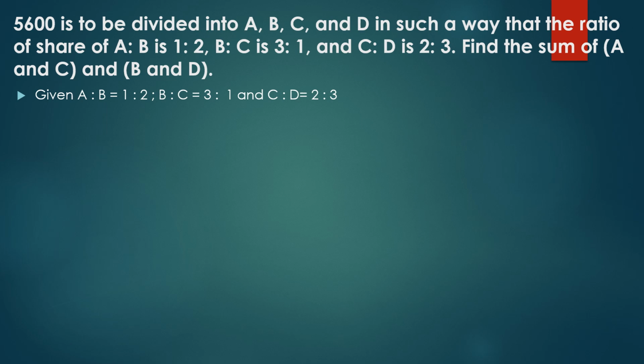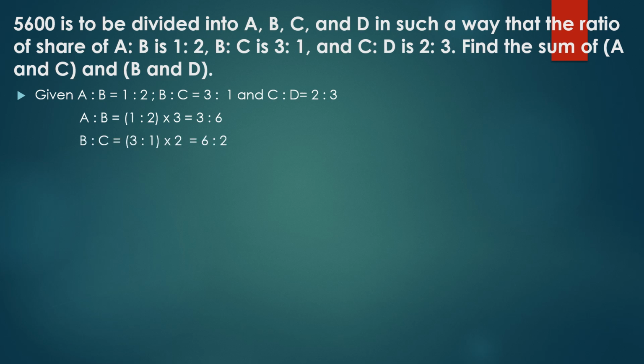First, we have to get a continued ratio for all the four numbers, that is A is to B is to C is to D. Now here, we have A is to B is 1 is to 2, B is to C is 3 is to 1. So here the value corresponding to B is 2 in the first case, and the value corresponding to B in the second case is 3. We have to multiply this 3 with both the values. That is, 1 is to 2 multiplied with 3. Both the numbers we have to multiply. We get 1 into 3 is 3, 2 into 3 is 6. So the new ratio for A is to B is 3 is to 6.